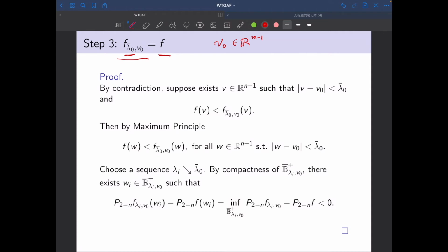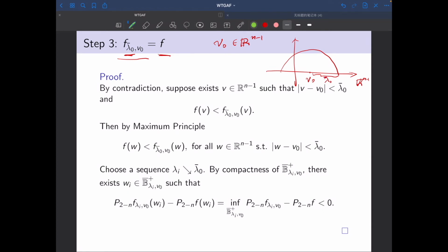If you imagine that there is a point v such that the original function is less than the inverted function, let me draw a picture here. Imagine this is R^{n-1}, and this is R. The point v0 is going to be here, and we draw a critical sphere. The diameter here is going to be lambda naught bar.